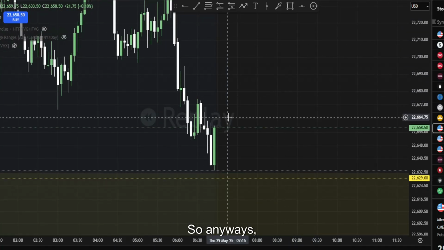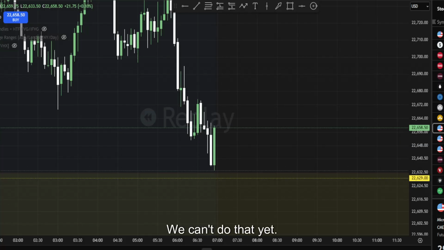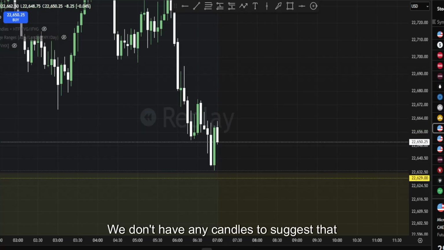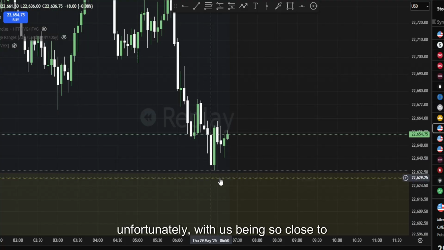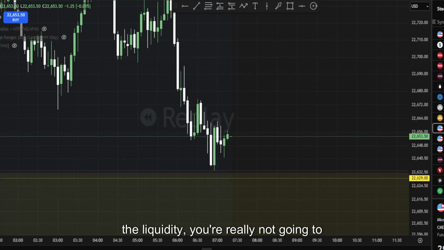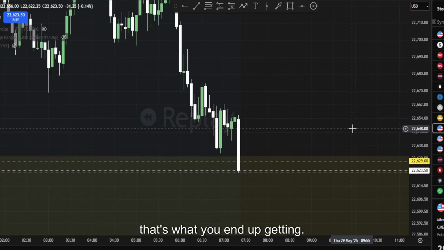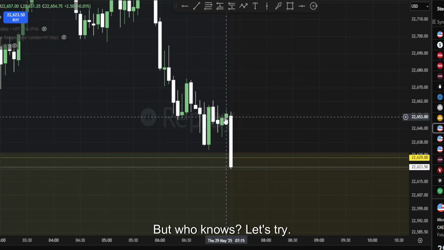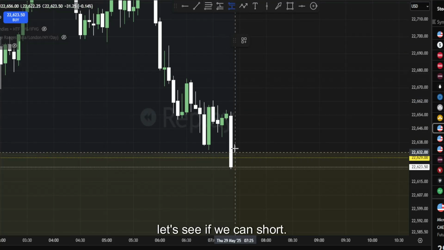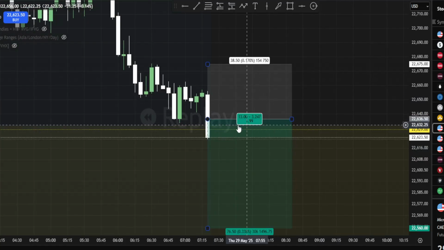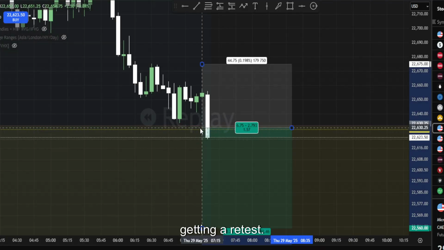So, anyways, we're looking for short. We can't do that yet. We don't have any candles to suggest that we should do that. And unfortunately, with us being so close to the liquidity, you're really not going to want to be taking this anyways because that's what you end up getting. But who knows? Let's try. So let's see if we can short. And this would be contingent on actually getting a retest.